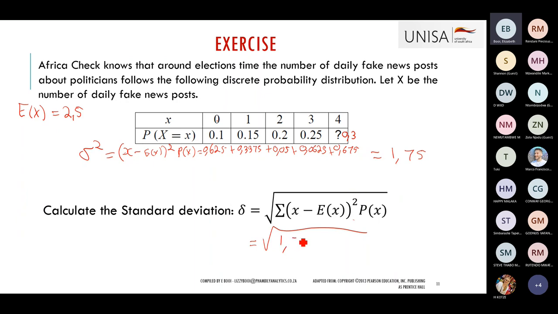So 1.75. Take the square root of that. Take the square root of the variance. 1.3229. Or should I put it to two decimal places? Let's leave it to two decimal places. 1.32. And that's how you calculate the standard deviation of a discrete variable. Easy, right?